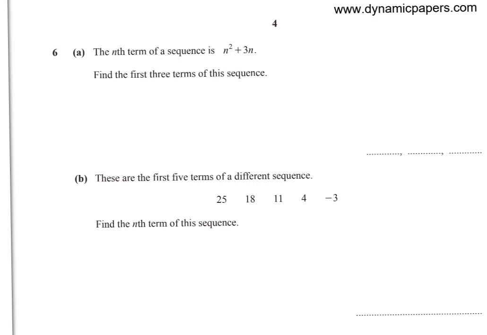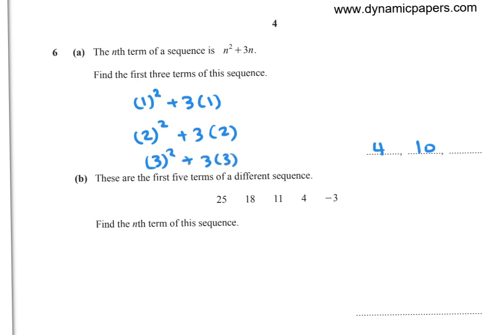Number 6, the nth term of the sequence is n squared plus 3n. Find the first 3 terms in the sequence. To find the first term, put n equal 1. Second term, put n equal 2. Third term, put n equal 3. So for the first term, 1 squared plus 3 times 1, so 1 plus 3, so 4. The second term, put n equal 2, so 2 squared plus 3 times 2, 4 plus 6 equals 10. To find the third term, 3 squared plus 3 times 3, so 9 plus 9 equals 18.